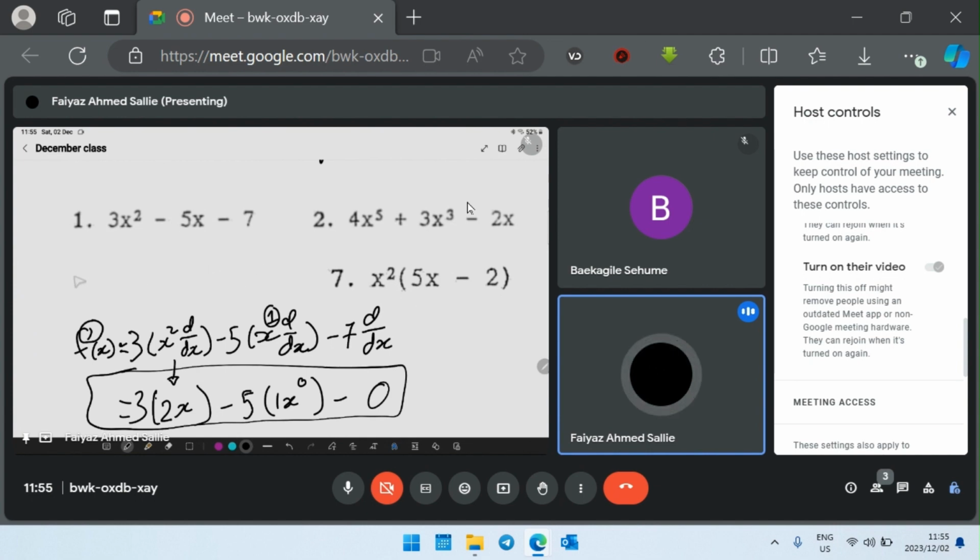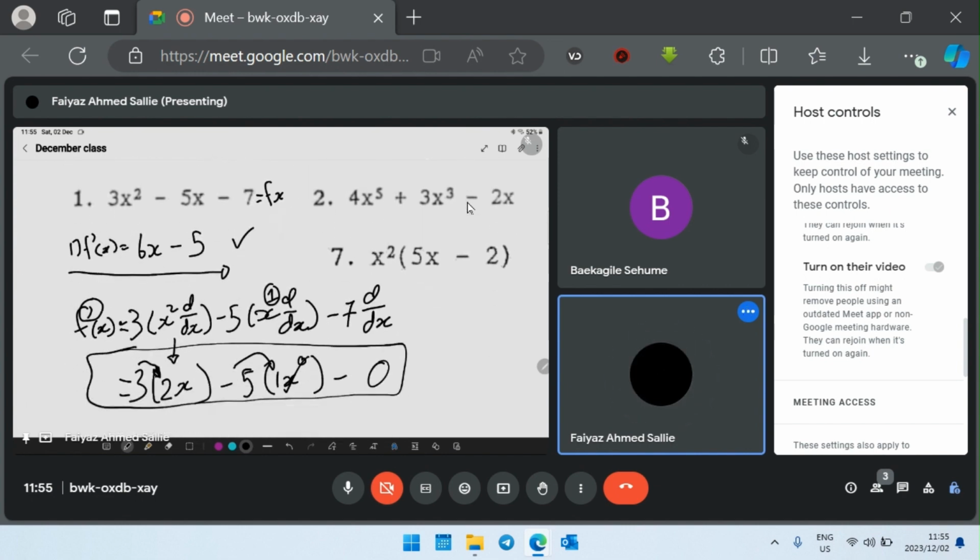Our final answer for number 1. So now f dash of x is equal to 3 times 2, and 3 multiplied by 2 is 6x. 5 multiplied by 1 is minus 5. So this would be your answer for question number 1.